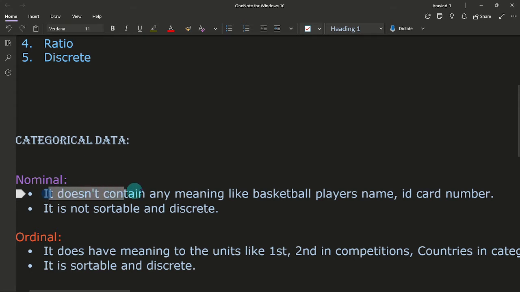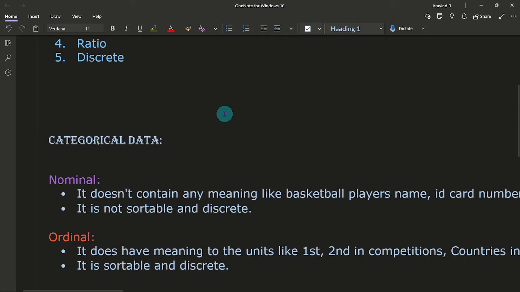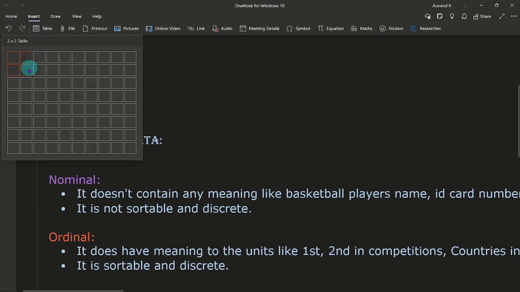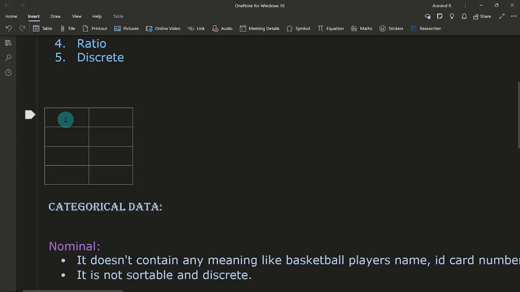It doesn't contain any meaning. I hope you got the point. Let me consider we have a table with columns name and ID. The first name is Arvind and the ID number is 12.